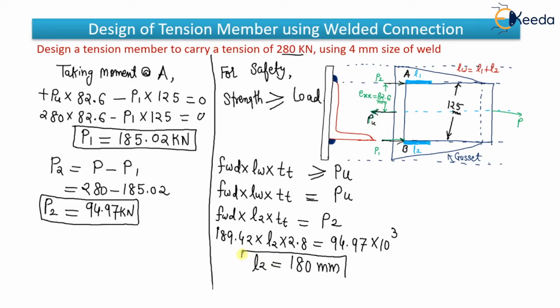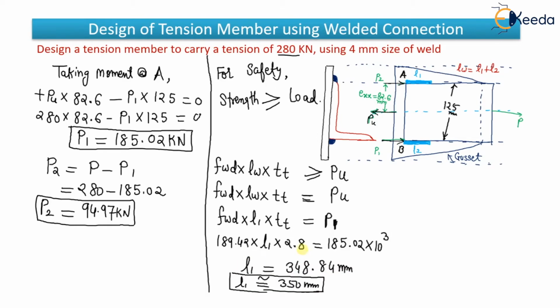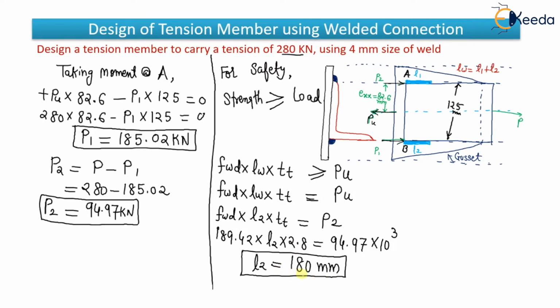So how much was the value of L1? It was 350. And how much is the value of L2? It is 180. So the total length of weld will be LW. Therefore, I can write like this: LW will be equal to L1 plus L2. That is equal to, how much is the value of L1?